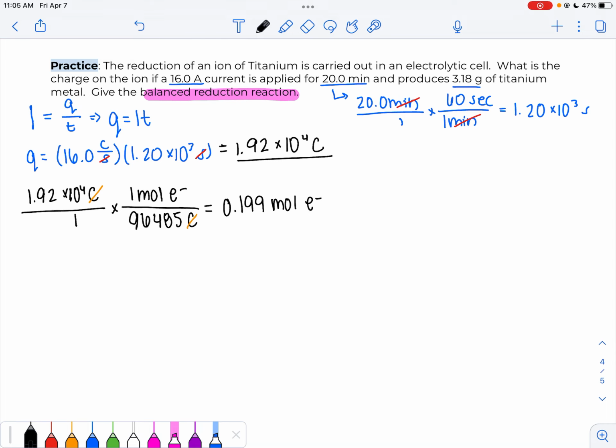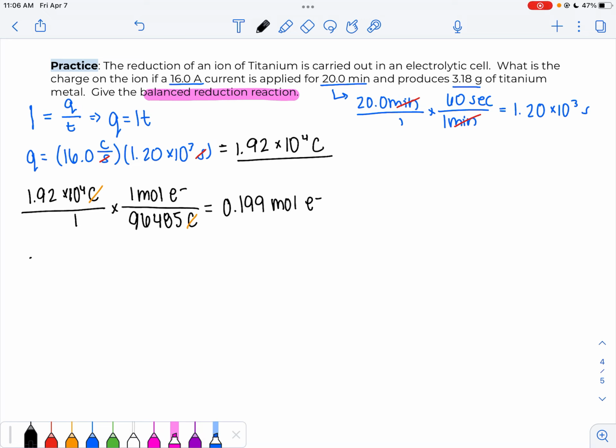So this is how many moles of electrons are being transferred now, but I have a production of 3.18 grams of titanium metal. So I'm given a mass of metal that I'm producing, but I have to figure out how many electrons are being transferred per mole of titanium that I'm producing here. Because this is my total moles of electrons being transferred. I want to figure out how many per singular mole are being transferred.